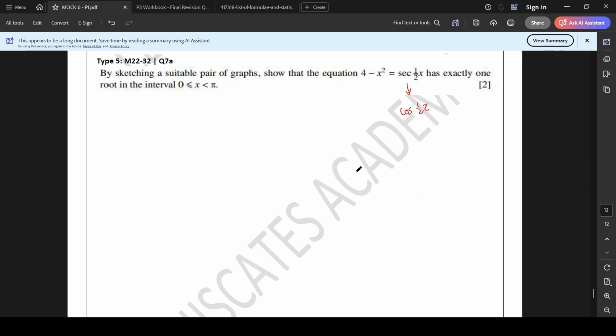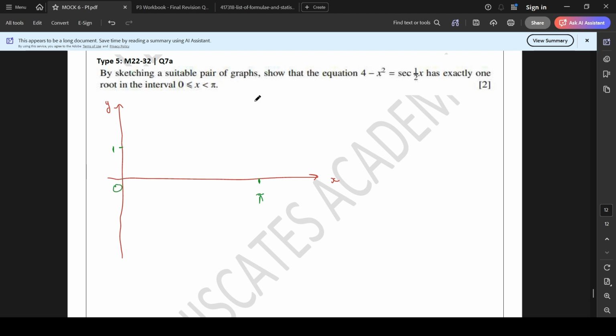So if I just go ahead and try to plot this, of course you don't need to be exact. You are drawing your graphs not to scale. So this is my y-axis, and let this be my x-axis. Let's call this 1 on the y-axis. Let's call this pi. Let's call this 0.